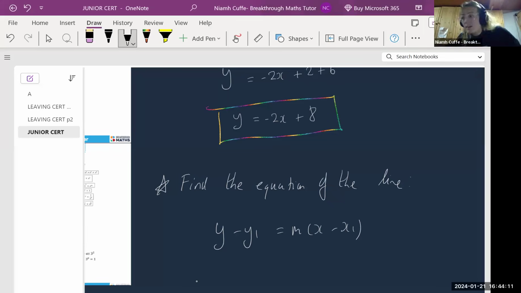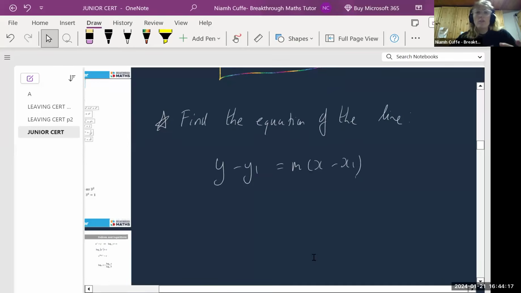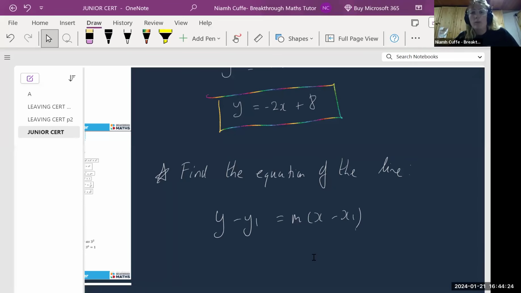Where does y equals mx plus c come into things? That was what I was just about to say, actually. If you're looking at an equation of a line and it's all a bit mixed up, and they say, what's the slope of this line? If you can put it in the form of y equals mx plus c, you know the slope is going to come out. That's the only time we use it. You're not going to use y equals mx plus c to find the equation of the line, but you are going to use it if you're trying to find the slope of a given equation of the line.